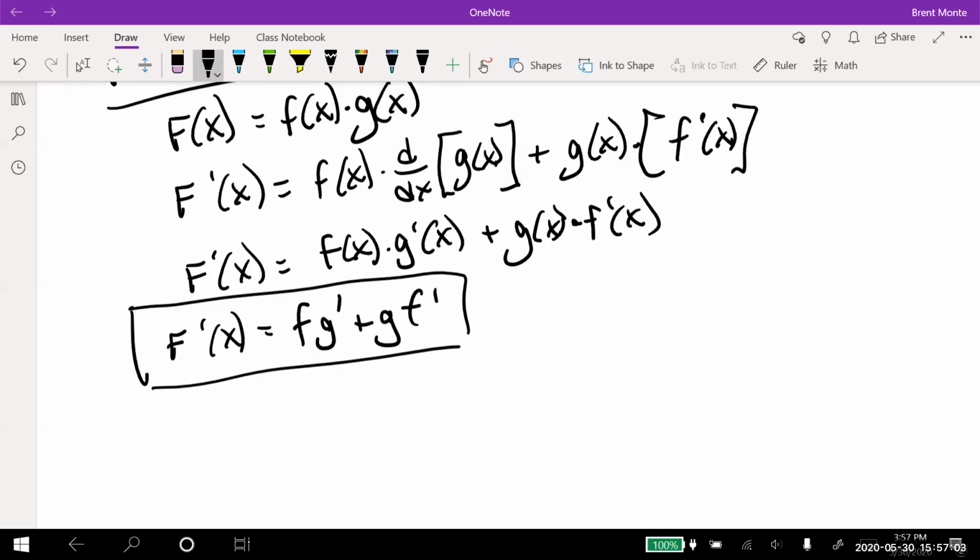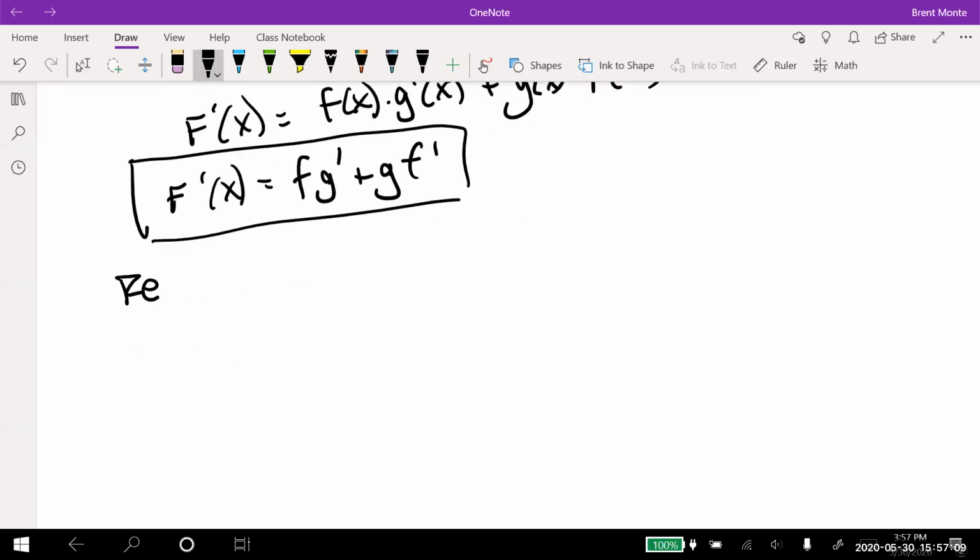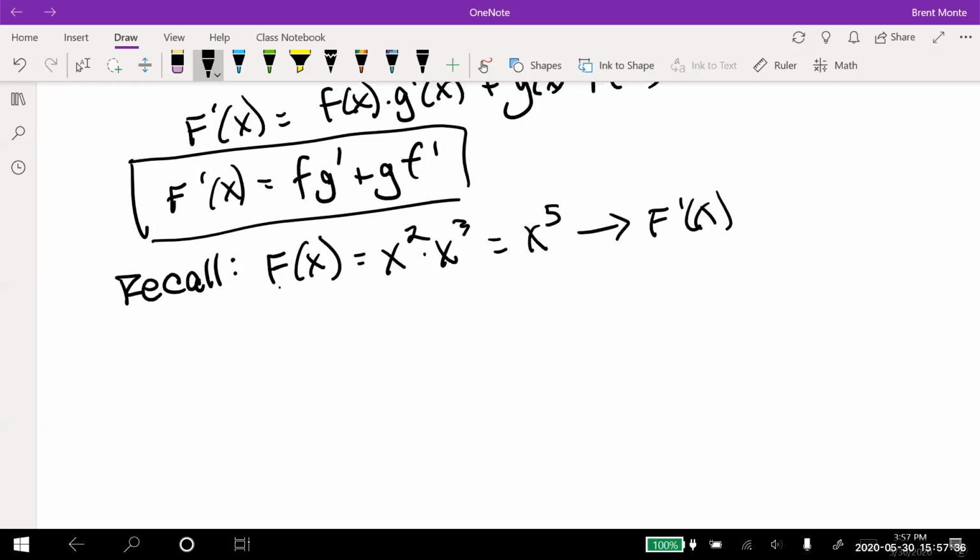But let's try that on that x squared times x to the third to make sure that it does work. So let's recall, we already said that if I have, and we'll call it capital F of x so that we don't get the small f and g confused, if my original function was x squared times x to the third, might as well write it in the same order we had it before, which we knew was x to the fifth, which we knew the derivative of that was 5x to the fourth. Okay, let's try this product rule.